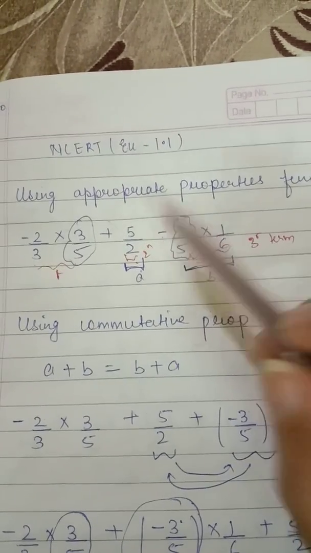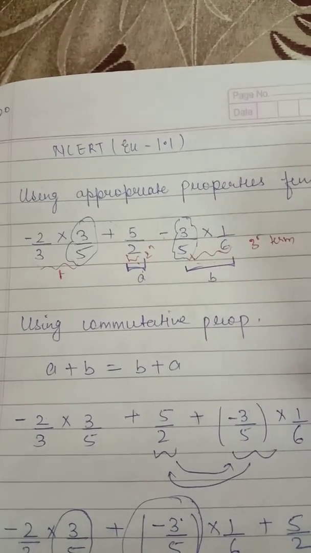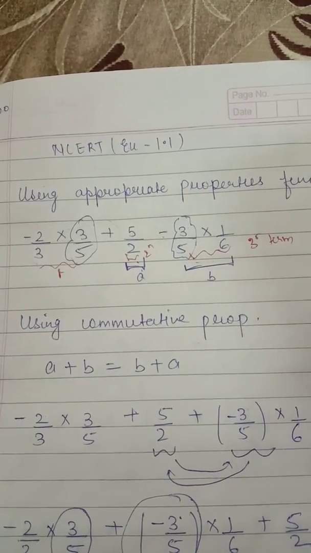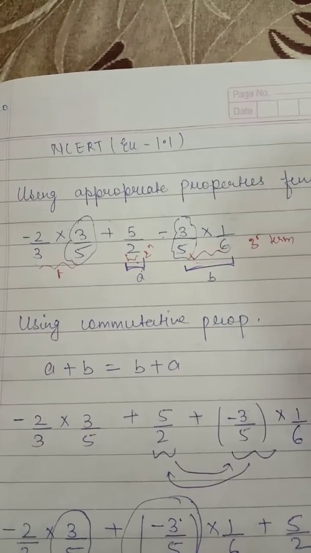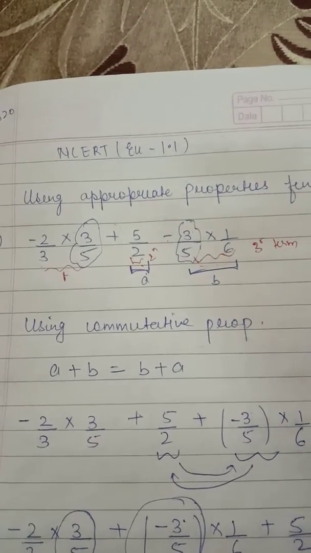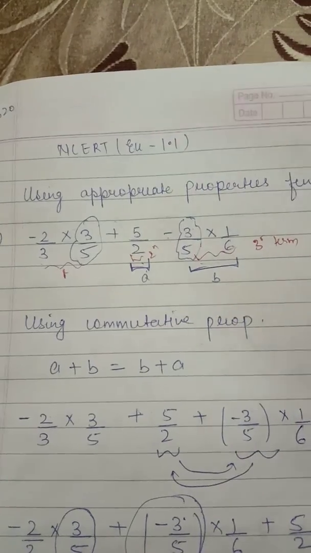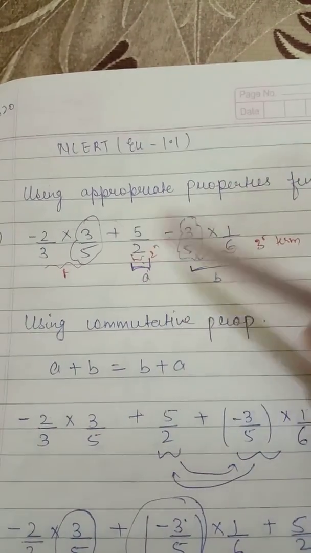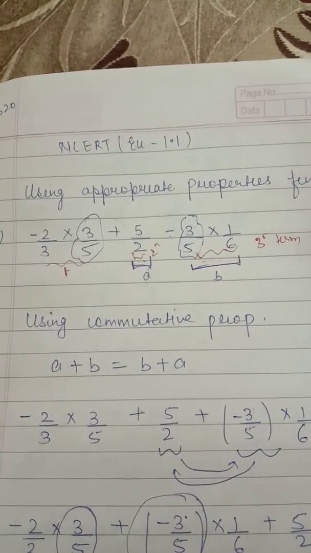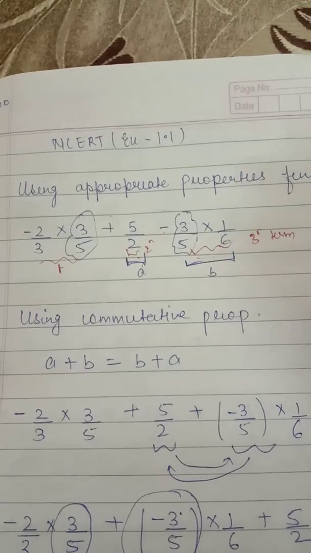Now when you get to know how many terms are present in your question, your next step is to find the common value in these terms so that you get an idea which property we have to apply in this question. So when I am looking in this question, I find that 3 by 5 is my common term in the first and the third term.